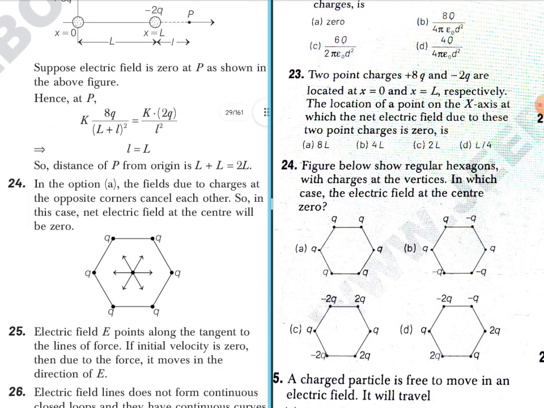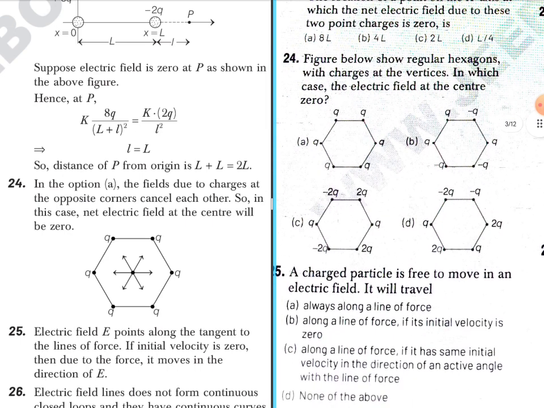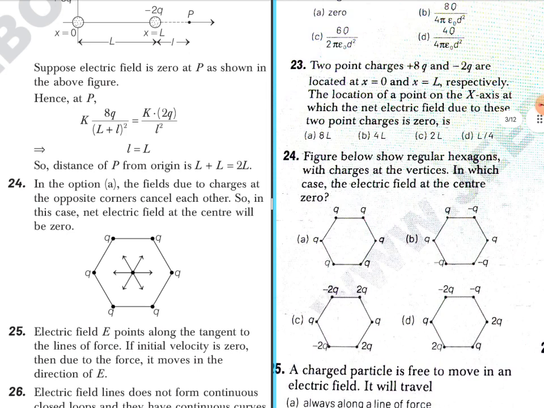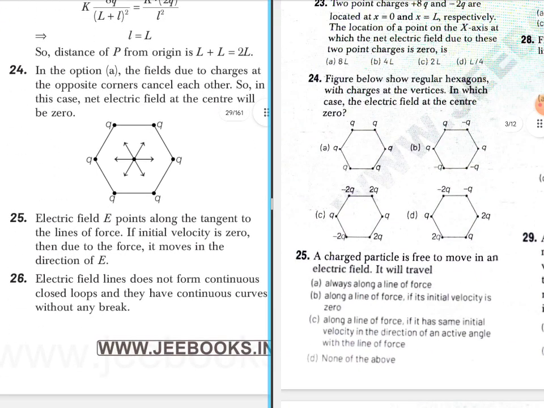24th question. There are figures given, regular hexagon with charges at the vertices. In which of the cases the electric field at the center will be 0? It has to have all positive charges or all negative charges. That's the only case when the electric field at the center will be 0. So obviously option number A is the right answer. Or else it can be mixed with positives and negatives, but it has to cancel out, you have to verify it. Okay, so then next sum number 25.